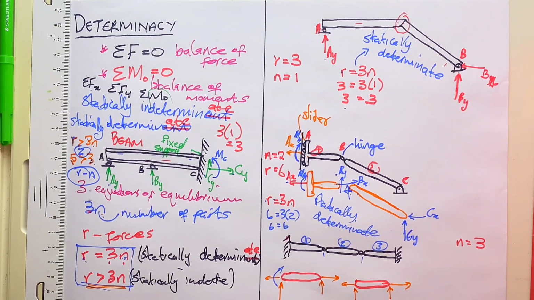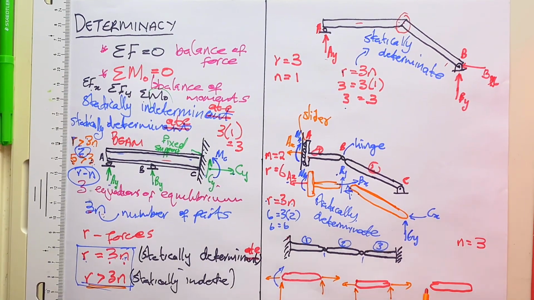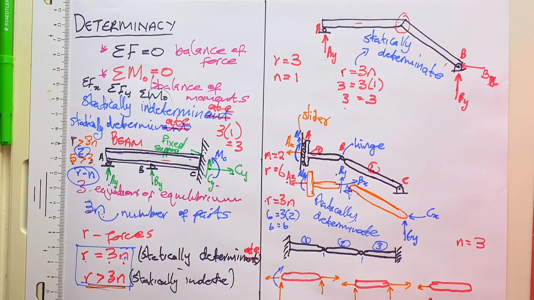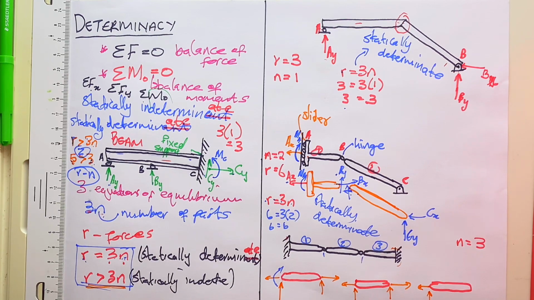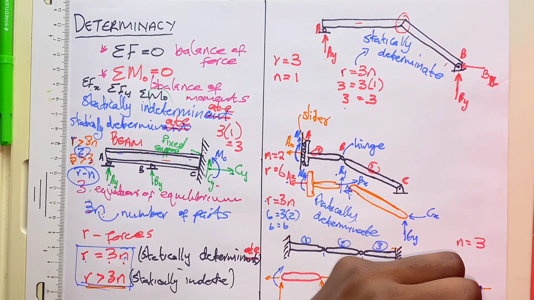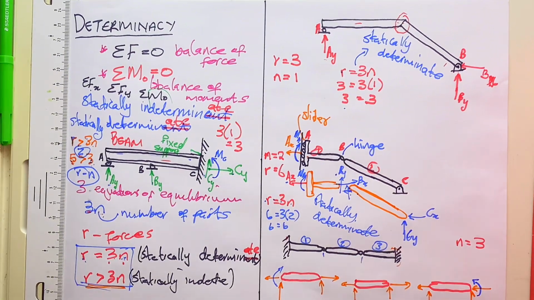Now the last member, number 3, on the left hand side it has a hinge, so we'll have a reaction in the x-axis and a reaction in the y-axis. But on its right hand side it is connected to a fixed support. It is fixed into a wall, so we will have a reaction in the x-axis, the y-axis, and the fixed support does not allow rotation, so we'll have a moment.